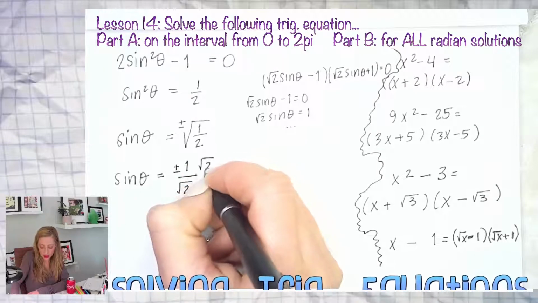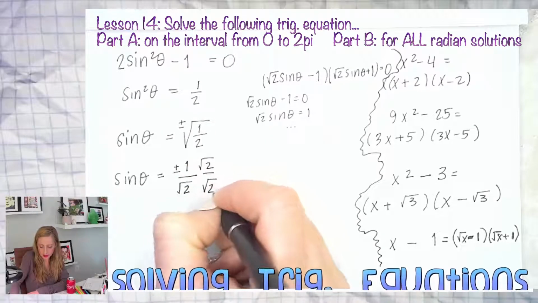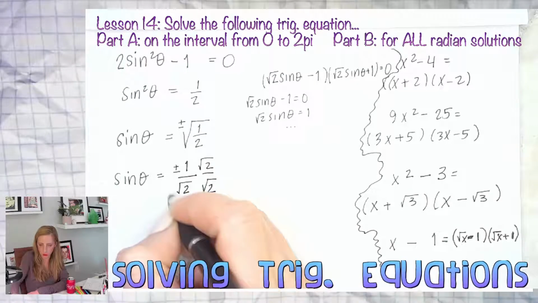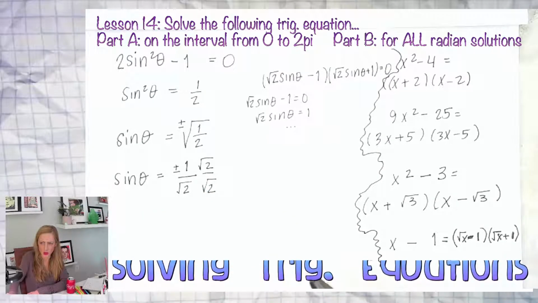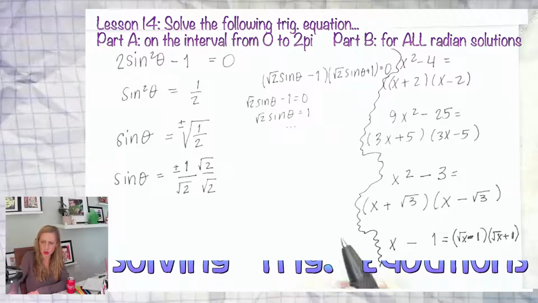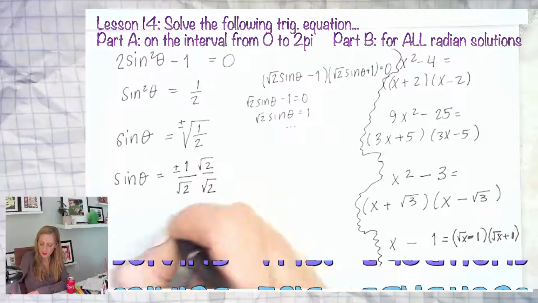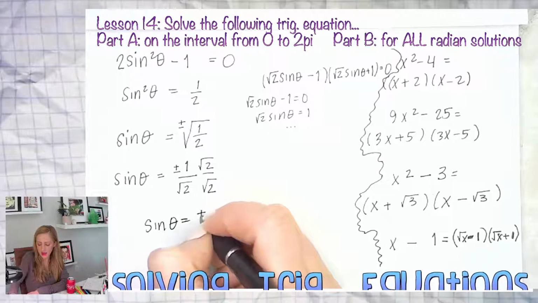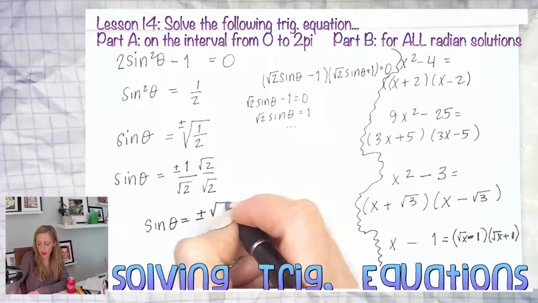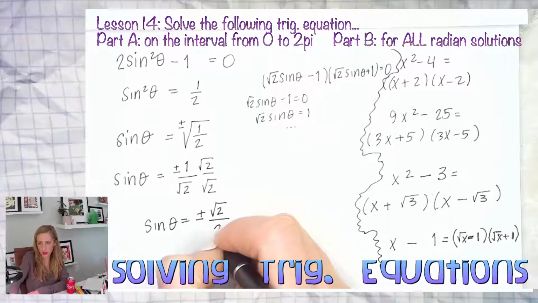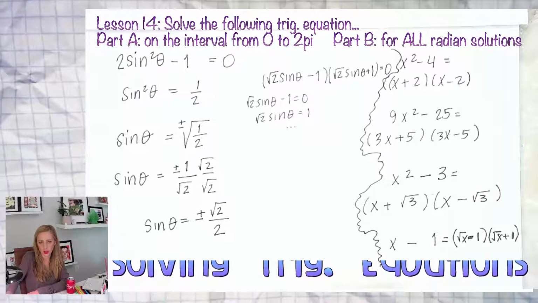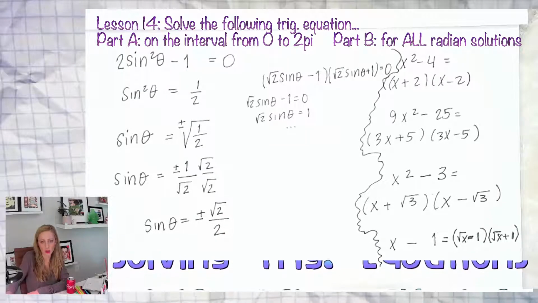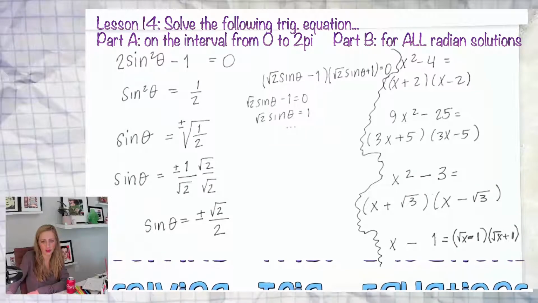We rationalize, because who does this? Ew, radicals in the denominator. That's so naughty in the math world. You go to math jail for that. So then we have sine theta equals positive and negative square root 2 over 2. Is this like an oh duh moment? Raise your hand button if this is like an oh duh.